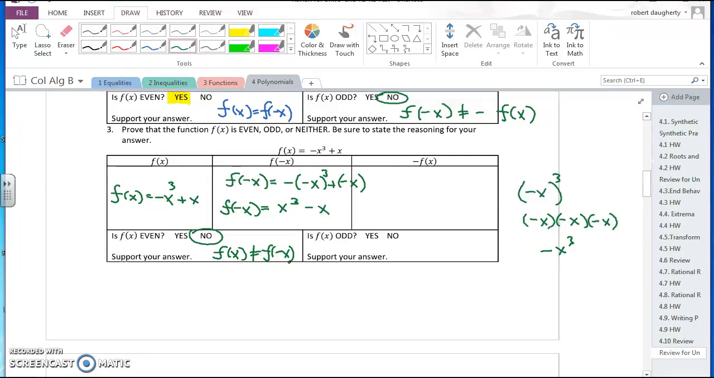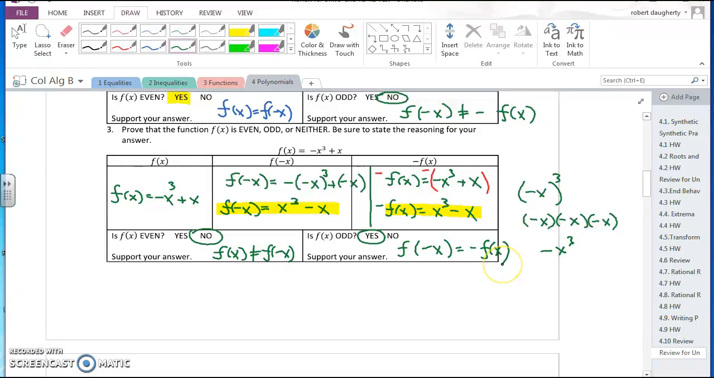Now let's find what negative f of x is. If f of x is equal to negative x cubed plus x, to find negative f of x, I put a negative in front of both sides. So negative f of x is equal to x cubed minus x. And I see that this and this are identical. So this is an odd function because f of negative x equals negative f of x.